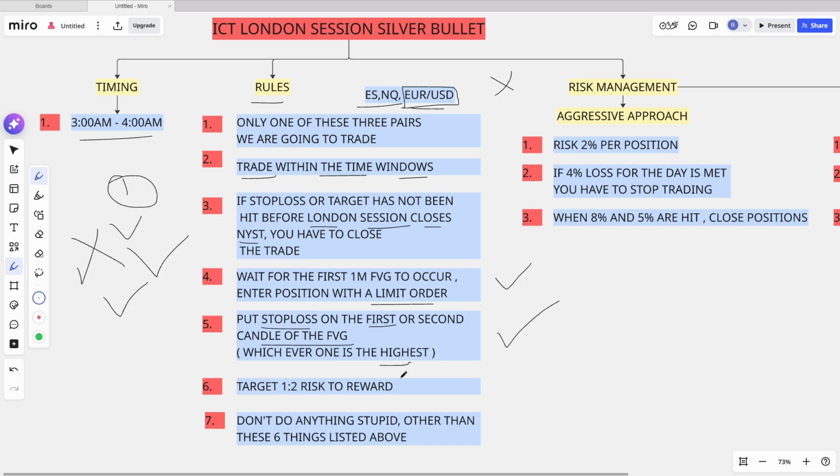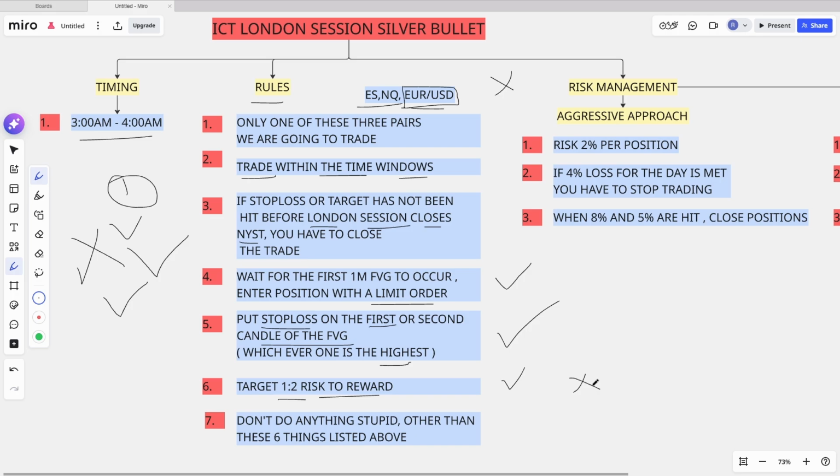For take profit, we follow one strict rule. We only target a fixed 1-to-2 risk-to-reward ratio. We do not target more, and we do not target less. Consistency is key with this setup, and ICT himself emphasized targeting a 1-to-2 risk-to-reward for the Silver Bullet strategy.